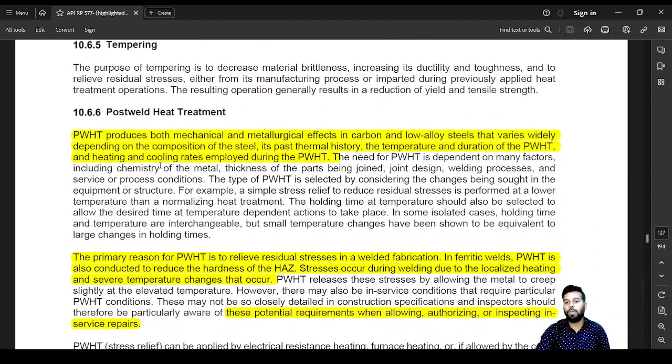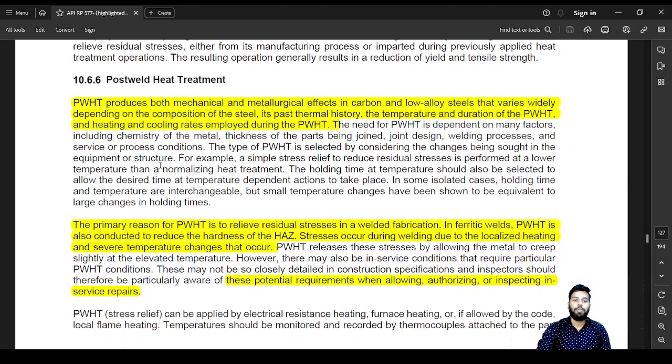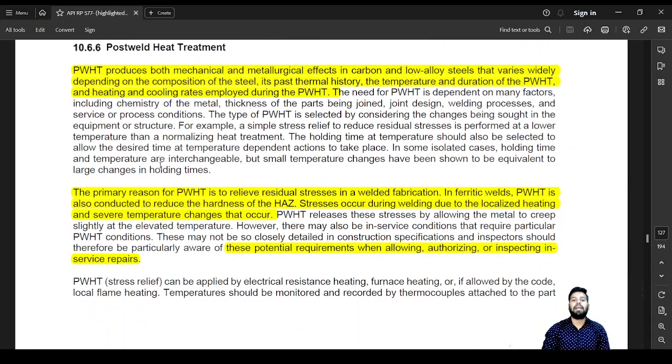Post-weld heat treatment, we already know what a post-weld heat treatment is. That is heating done after the welding to refine the grain structure and to remove hydrogen. So post-weld heat treatment produces both mechanical and metallurgical effects in carbon and low alloy steels. That varies widely depending on the composition of the steel, its past thermal history, the temperature and the duration of post-weld heat treatment, and the heating and cooling rates applied during post-weld heat treatment. Post-weld heat treatment requirements are generally governed by the construction code. So we'll talk about this in great detail, how to do it, and what the holding temperature should be, when we review the different kinds of construction code.